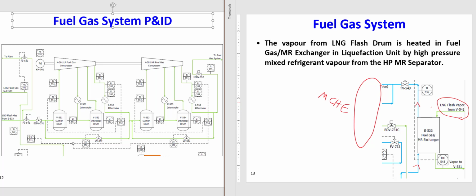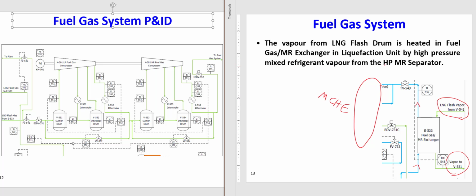So once this mixed refrigerant is cooled down, it will be warm. Now it's warm, I have to send it to the compression system and compress it, and then I will use it or restore it, or I will send it to another unit. So the vapor from the LNG flash tank is heated in the fuel gas and mixed refrigeration. Green is the fuel gas stream, and blue is the mixed refrigeration.